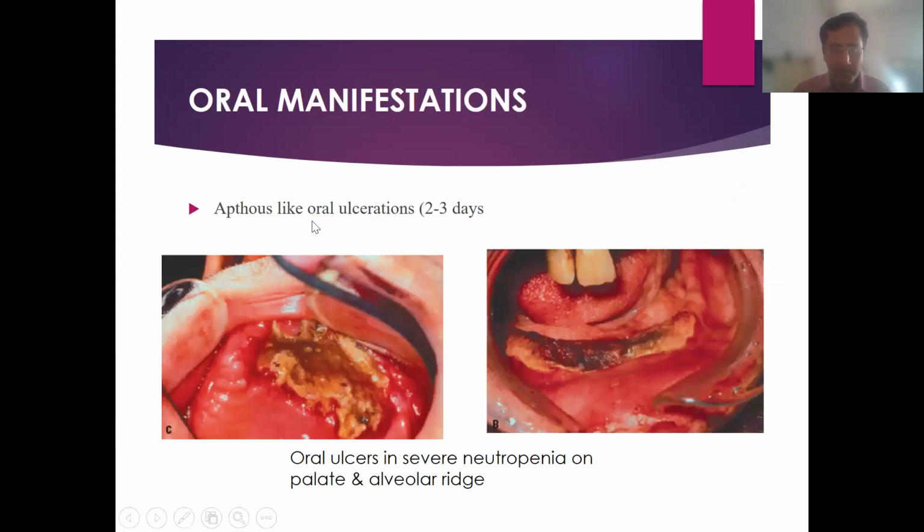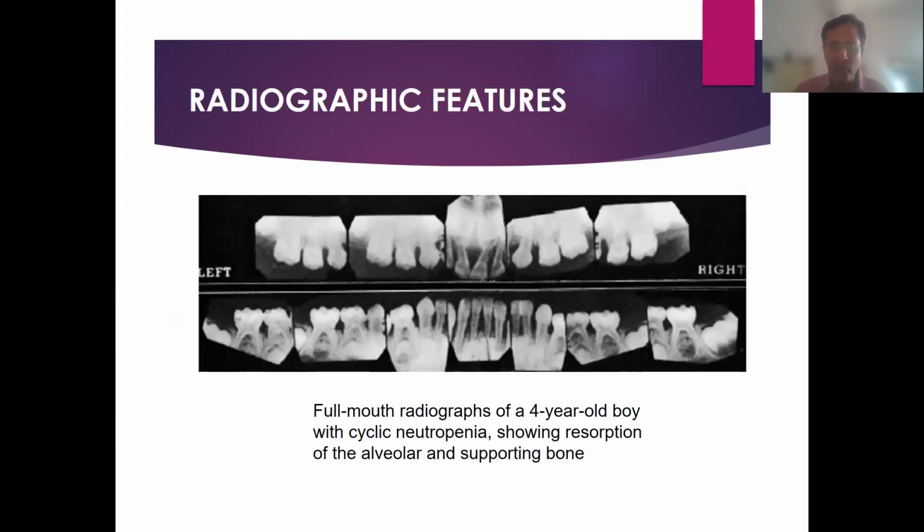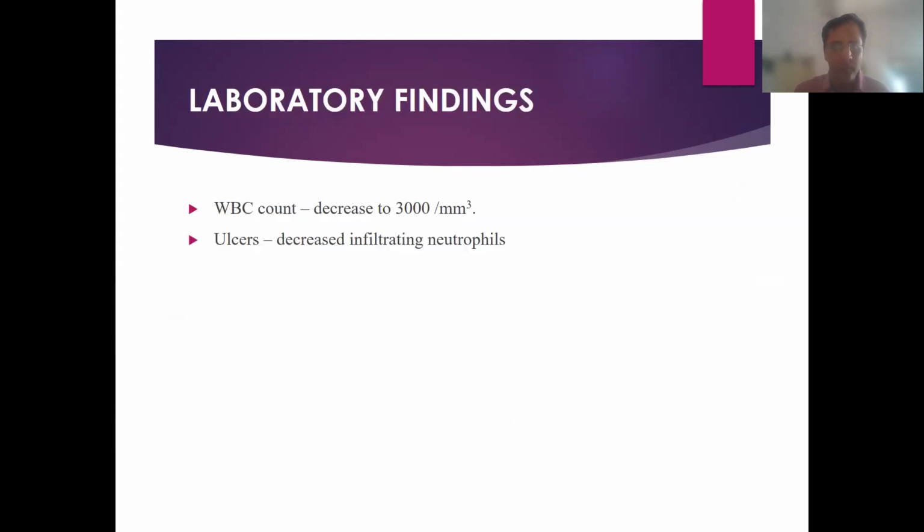This is known as cyclic neutropenia, with oral ulcers involving the palate and the alveolar ridge. We will see periodontal abscess, alveolar bone loss, and periodontal pockets throughout the full mouth. This is a 4-year-old with cyclic neutropenia showing resorption of the alveolar and supporting bone. We see the pictures of neutropenia, and the WBC count shows decreased neutrophils.